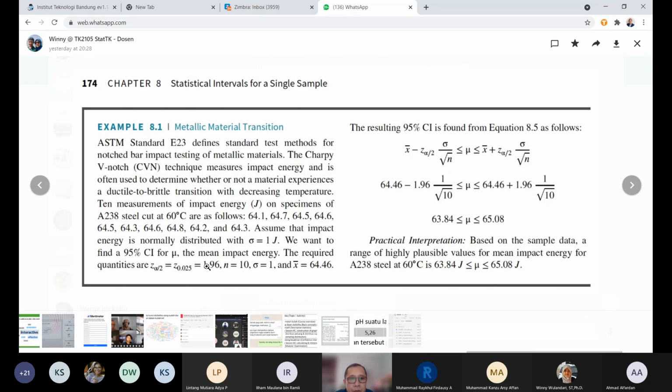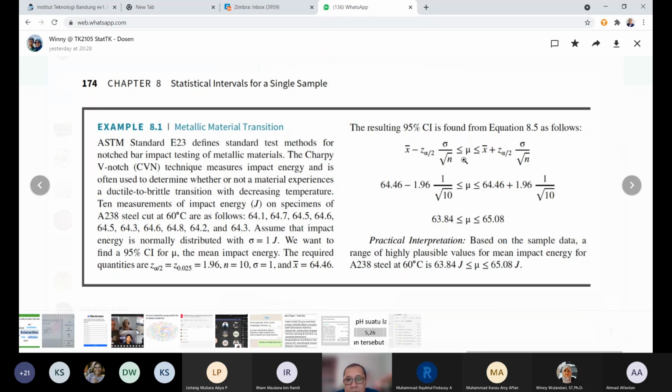Okay, so the required quantities are the Z values itself, because we're using alpha of 5%, then alpha divided by 2 is 0.025. So the Z value is plus minus 1.96. Remember we have lower bound and upper bound. N is equal to 10, so the sigma is assumed to be known at 1 joule. And if we calculate the average of these 10 numbers, we will obtain 64.46.